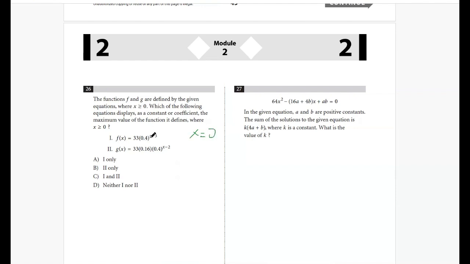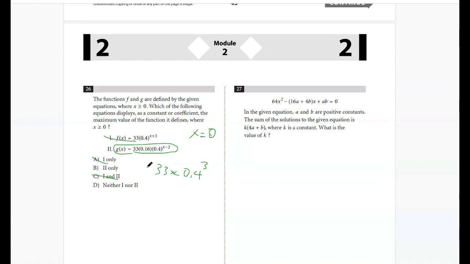So if I go ahead and, for f, for the first option, it becomes 33 times 0.4 to the power of 3. This is not given as a single number. So we can't really pick the first one. So 1 is wrong. Now let's look at this mess over here.